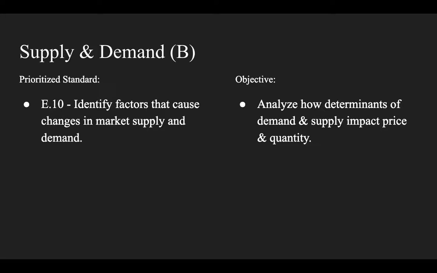Hello, this is the Supply and Demand Section B lecture. Our prioritized standard is Economic Standard 10. Objectively, we're going to analyze how determinants of demand and supply impact price and quantity.